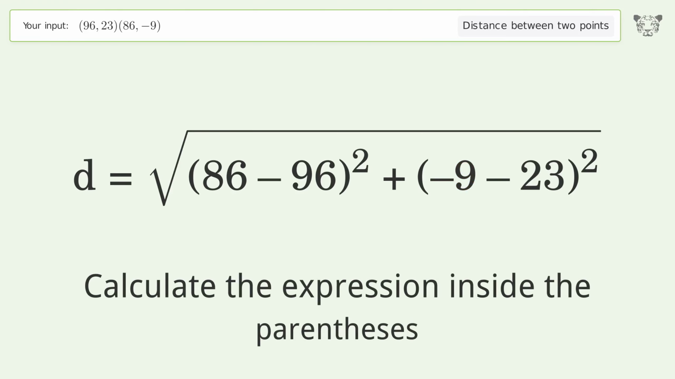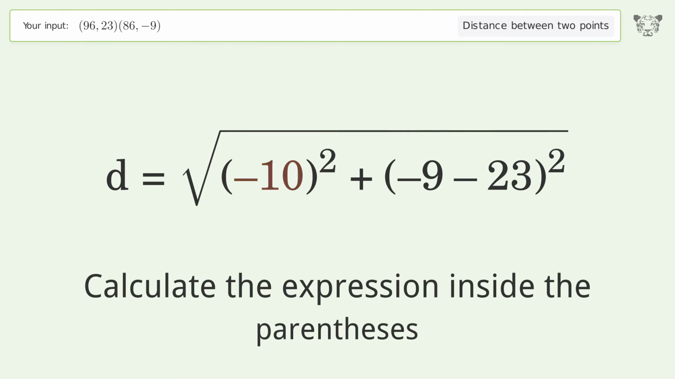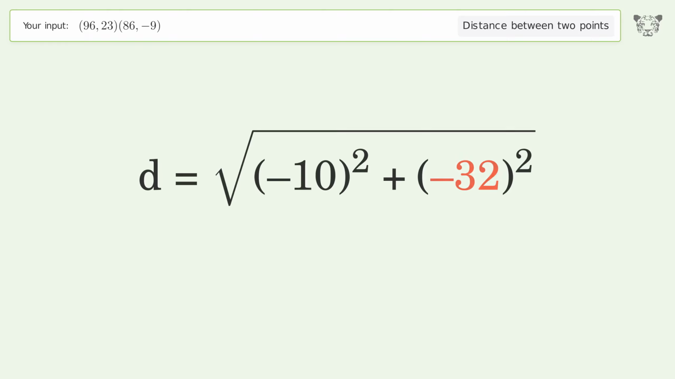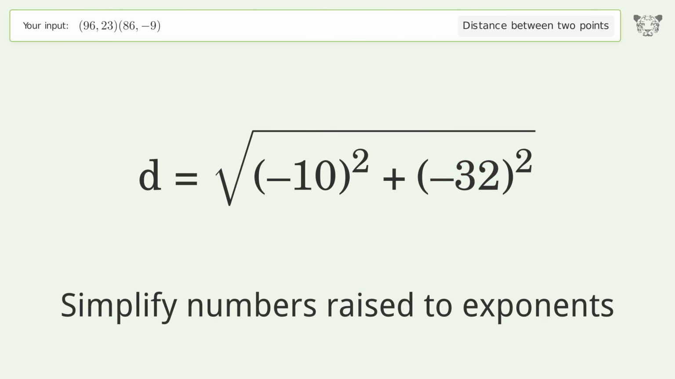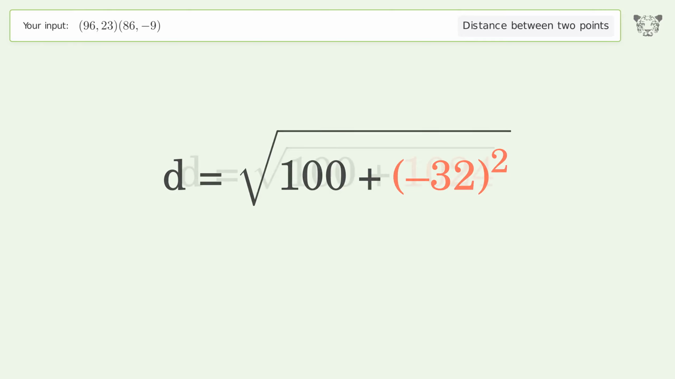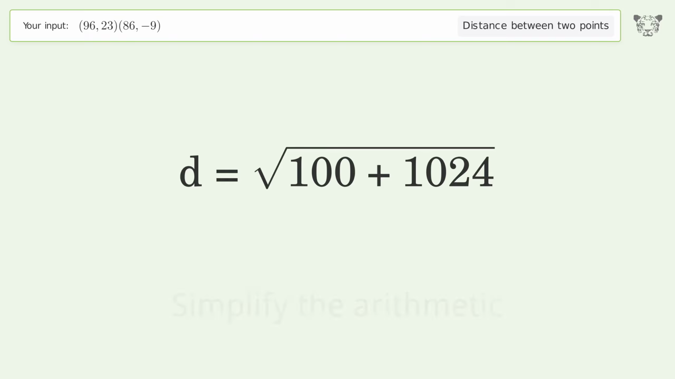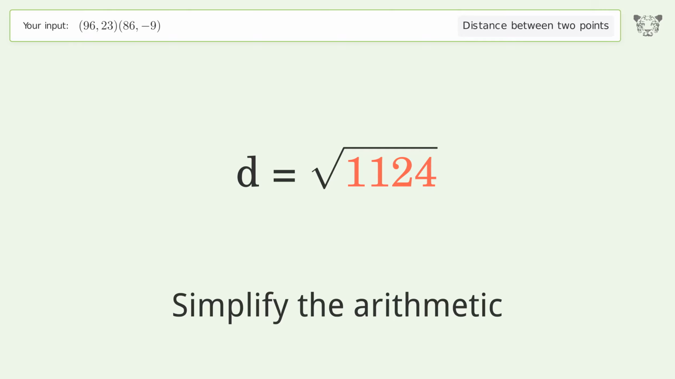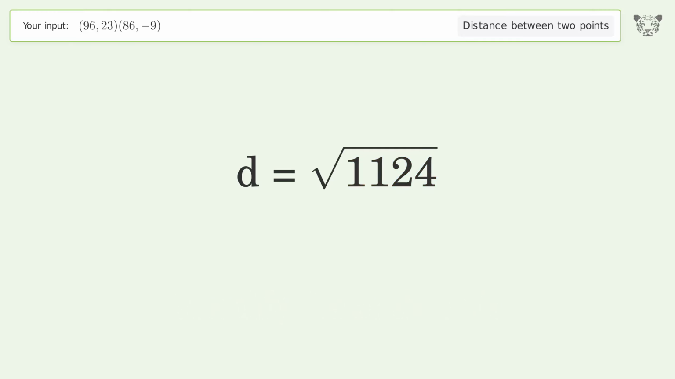Calculate the expression inside the parentheses. Simplify numbers raised to exponents. Simplify the arithmetic. And so the distance between the 2 points is the square root of 1,124, or 33.526.